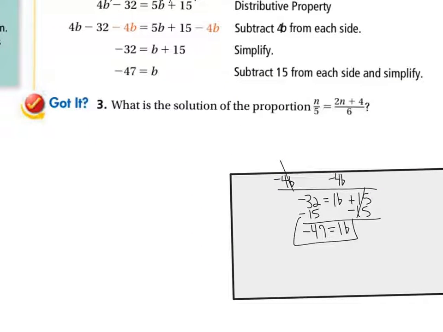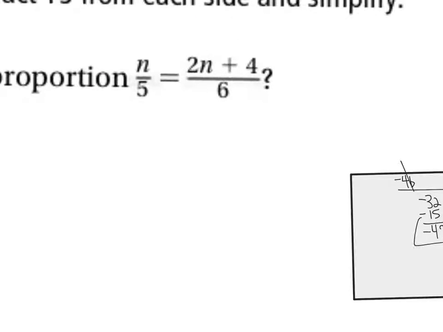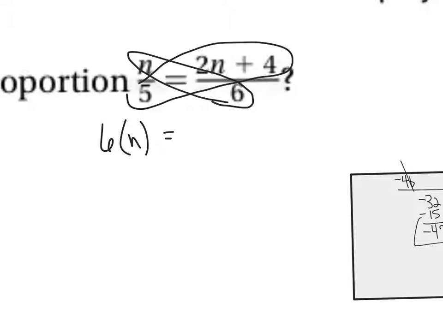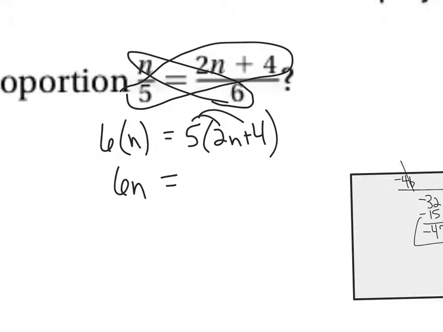So the next thing we've got is number 3. So they're asking the solution for this proportion. Again, we've got 2 variables here. Anytime we've got 2 variables with just a fraction on both sides, we can go ahead and cross multiply these. So make sure we distribute this. So that gets us to 6n equals 10n plus 20. At this point, we have variables on both sides of the equation.